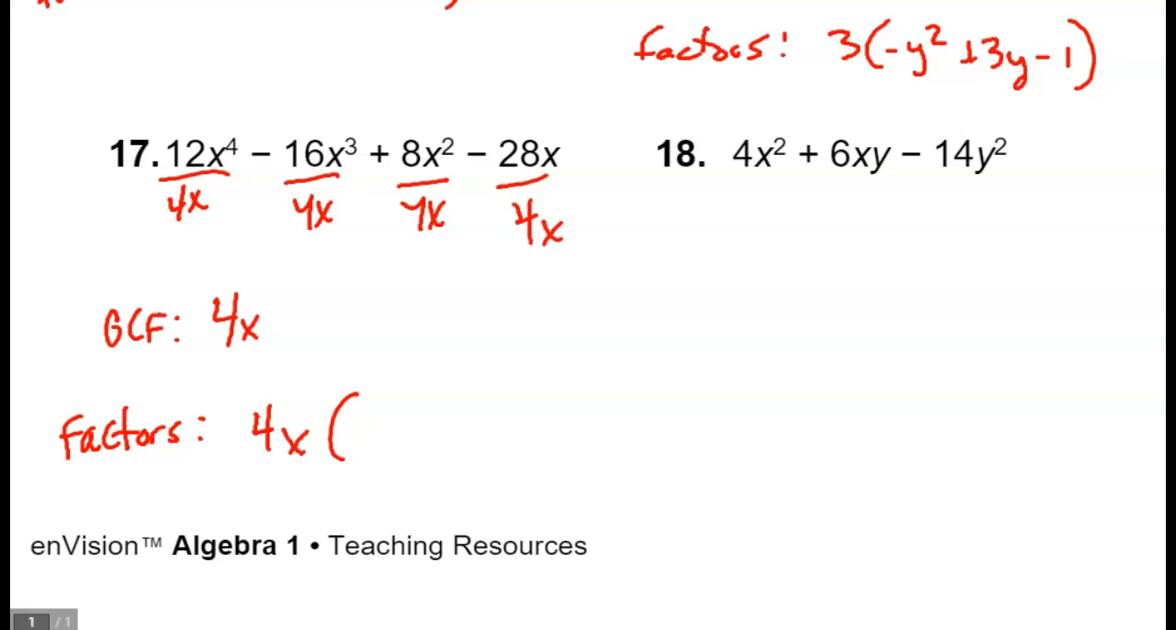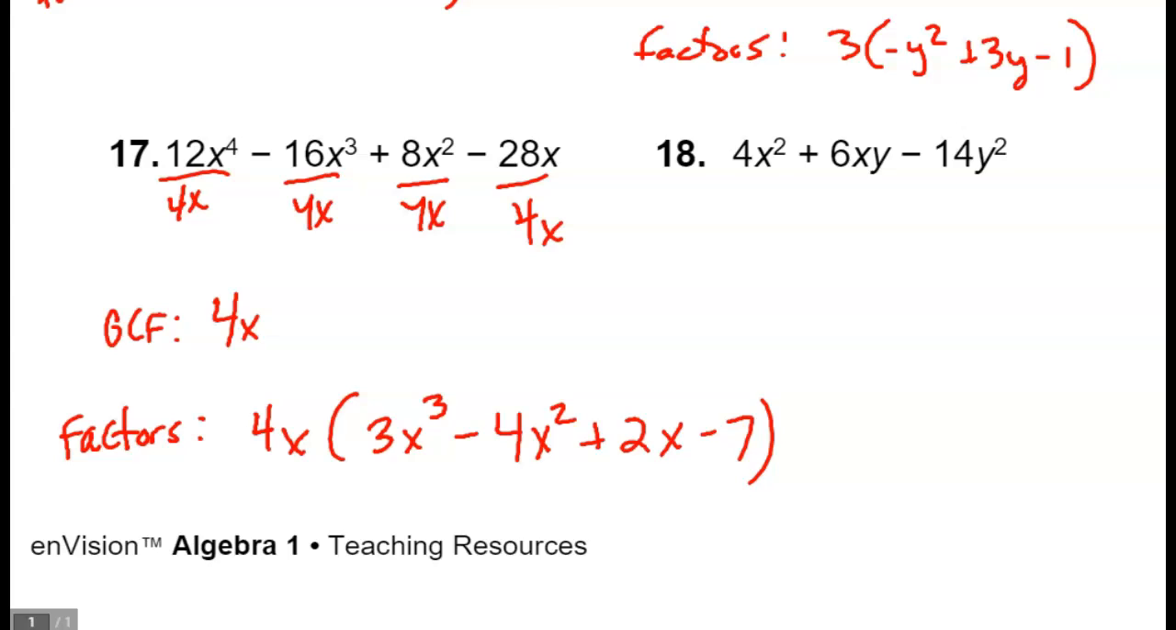So everything's going to drop by 1 degree. So 12 divided by 4 is 3x cubed. And then we are going to subtract. 16 divided by 4 is 4. X cubed divided by x is x squared. 8 divided by 4 is 2. X squared divided by x is just x. And then you have a negative 28 divided by 4, which is 7. The x's cancel.